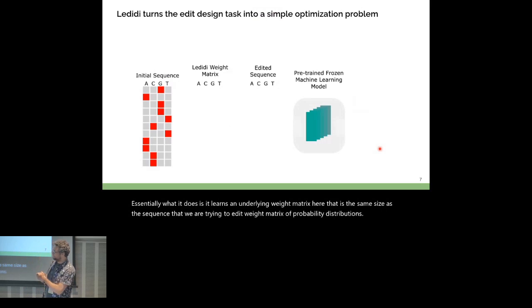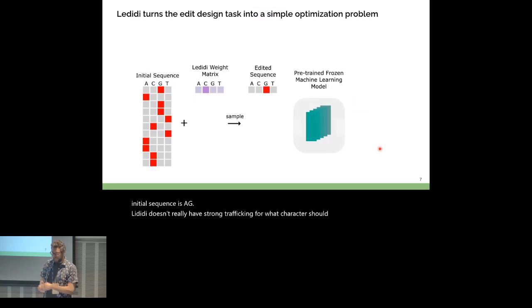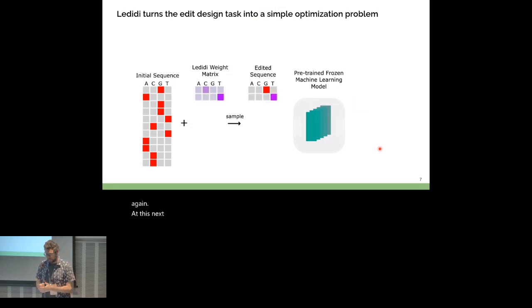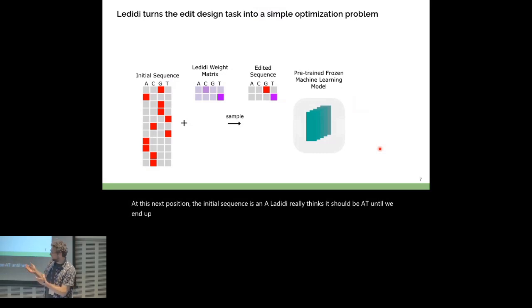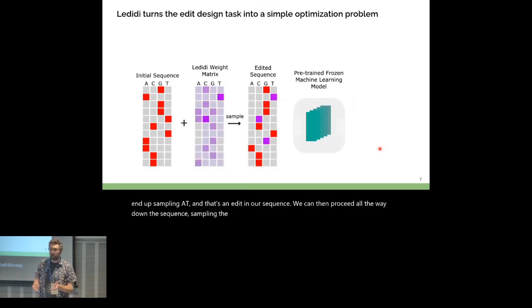Let's see what it looks like midway through the process. At this first position, the initial sequence is a G. Ledidi doesn't really have strong preferences for what characters should be there. And so when we add these two together and we sample a character from it, we get the G again. At this next position, the initial sequence is an A. Ledidi really thinks it should be a T, and so we end up sampling a T, and that's an edit in our sequence. We can then proceed all the way down the sequence, sampling the original characters usually, or sometimes sampling the edited characters.